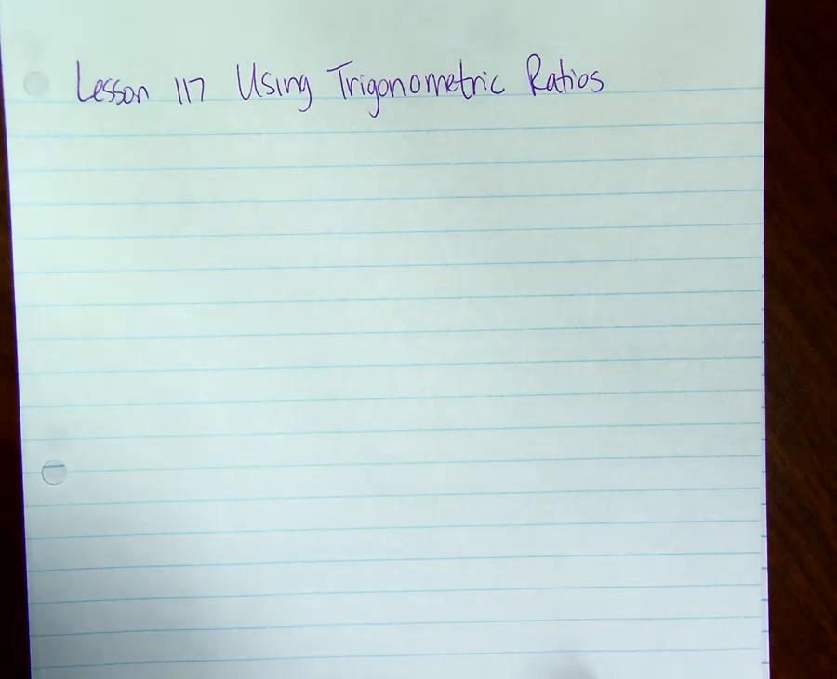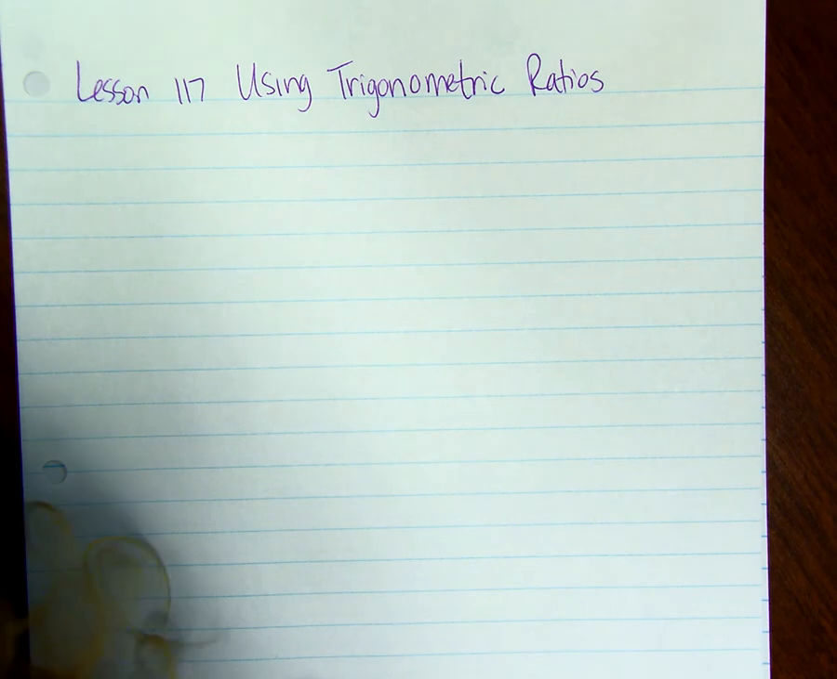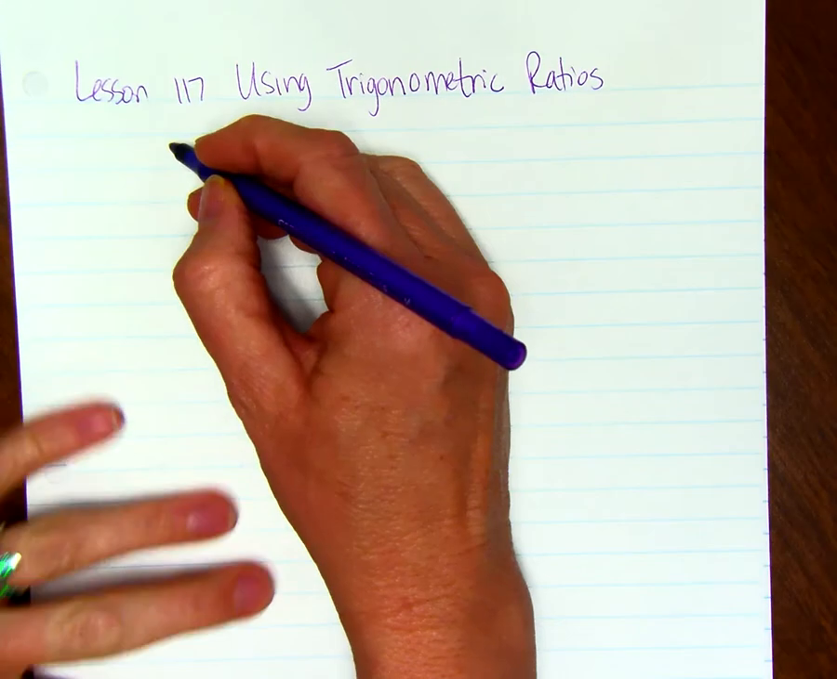Lesson 117, using trigonometric ratios. Now, can you please all say trigonometric? Come on, you can do it. Trigonometric. All right, that's going to have to do.